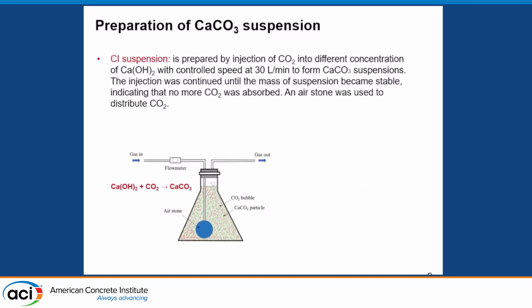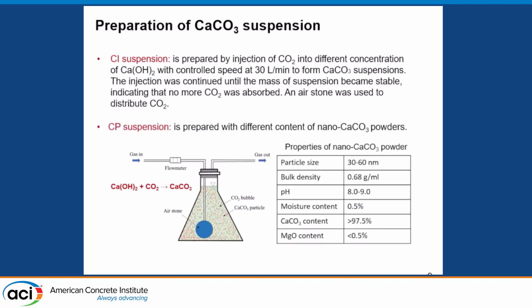So for comparison, we prepared two groups of the calcium carbonate suspension. The first one, we call it CI suspension, as it is prepared by the injection of CO2 into different concentrations of the calcium hydroxide solution. We will prepare this kind of particles in this injection way. And very important, you have to use the air stone to distribute the CO2 in the reactor.